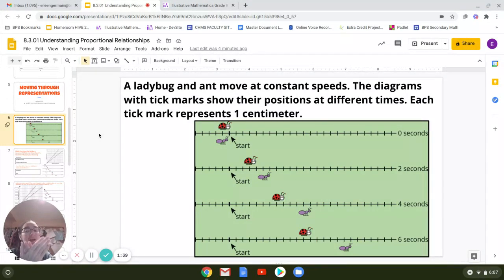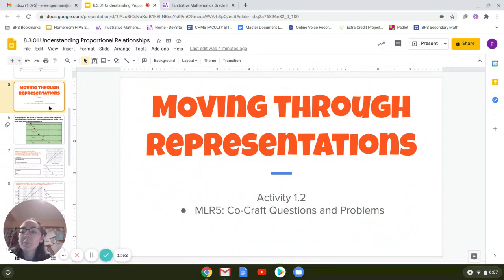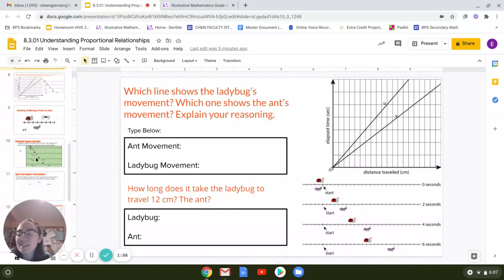So please make sure that you have your textbook or those slides open for today. Obviously you have the slides open because you wouldn't have been able to get to this video unless you had your slides open. But we're going to be using the activity moving through representations to do this second activity here.